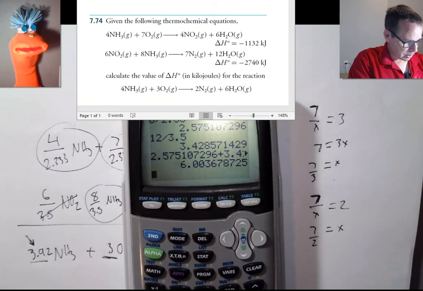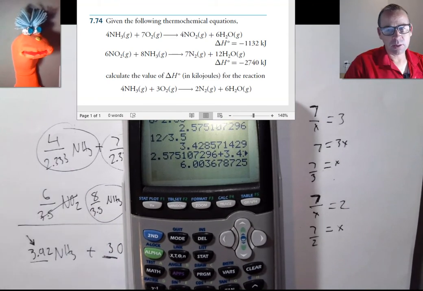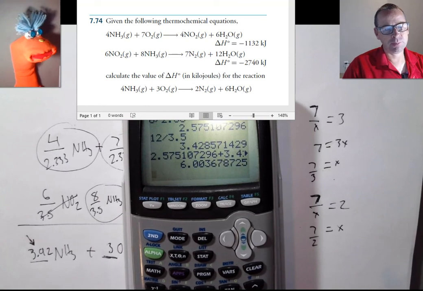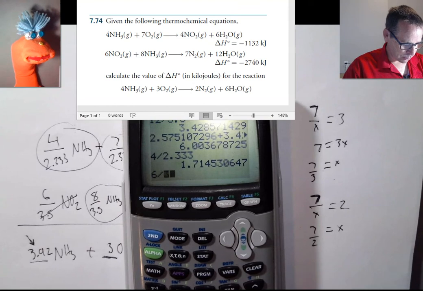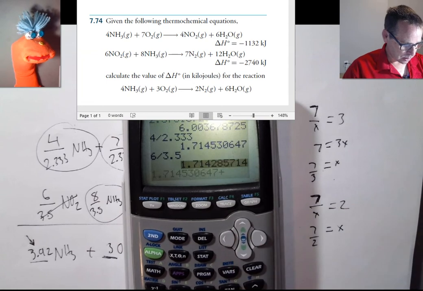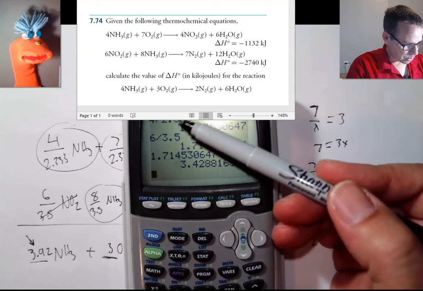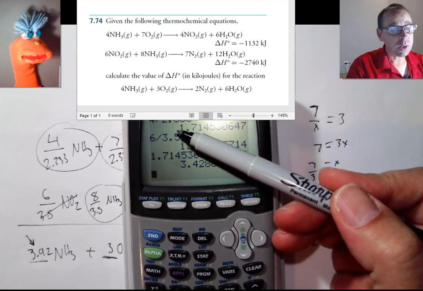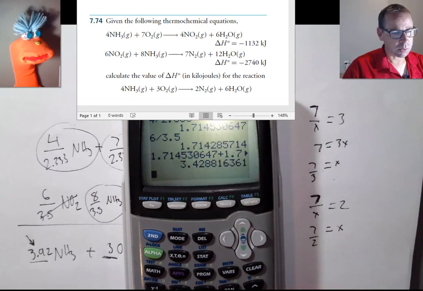Okay. And then same thing over here. I don't multiply 4 and 6 and then divide by those two, right? Because you're adding those fractions, not multiplying. That's right. So let's get 4 divided by 2.33. 1.71. Let's get 6 divided by 3.5. And so this plus this, now that better equal 4, but it doesn't. Let me try that again. 4 divided by 2.33. And then 6 divided by 3.5. 3.428. And it's supposed to be 4.